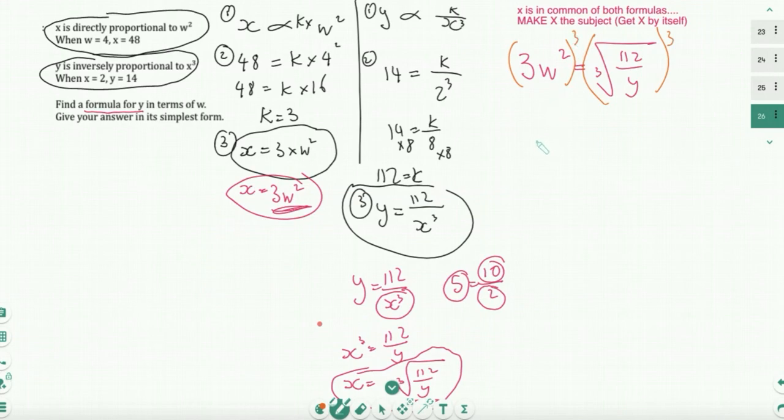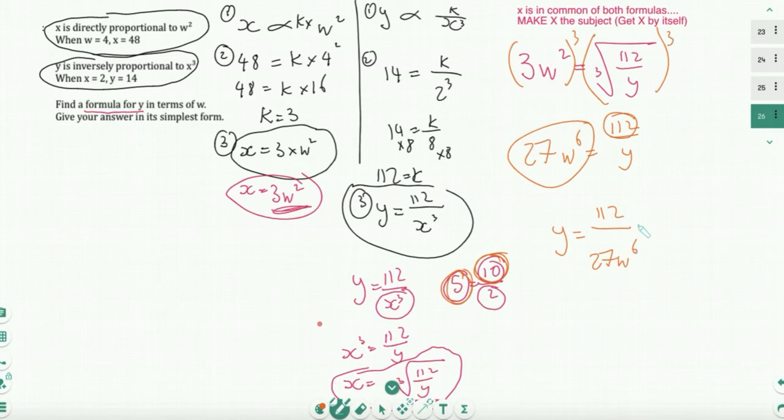So 3 cubed is 27, and with the indices rules, you multiply the powers. So W to the power 6 is equal to, here, the cube and the cube root cancel out, so we're just left with 112 over Y. Then we'll go back to our easy example. We're trying to get Y by itself, so 2 by itself. So we'll do 10 divided by 5. So Y is equal to 112 divided by 27W to the power 6. And that's our formula for Y in terms of W.